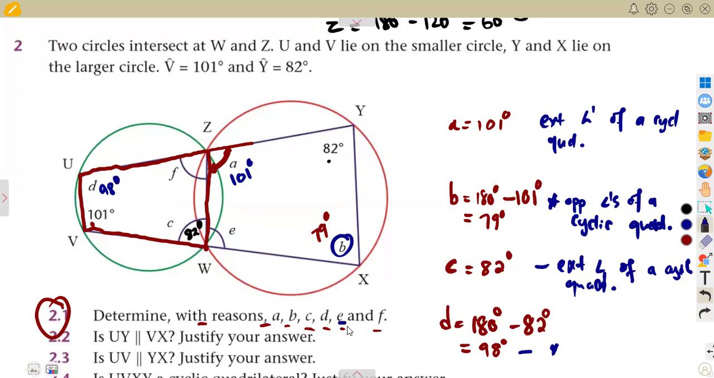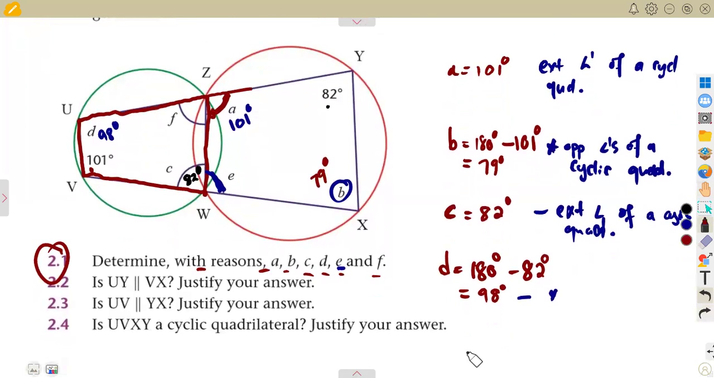Then angle E, where is our angle E? This one. Angle E, just like angle A, is the exterior angle. Angle E is the exterior angle of the smaller circle, this one. This is the interior and this is the exterior angle. So angle E is equal to the opposite interior, which is 98 degrees. So this one is the same as this one, the exterior angle equals the opposite interior. So you're going to use the same reason as this one.